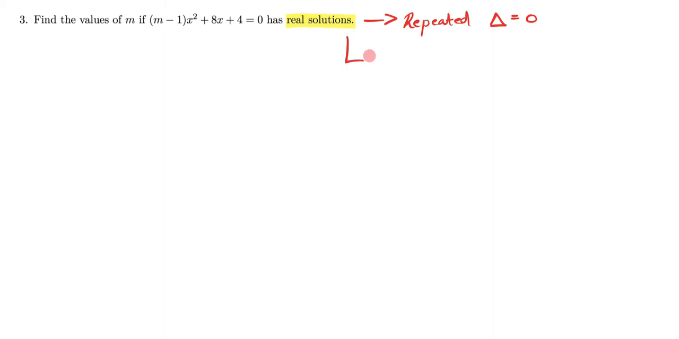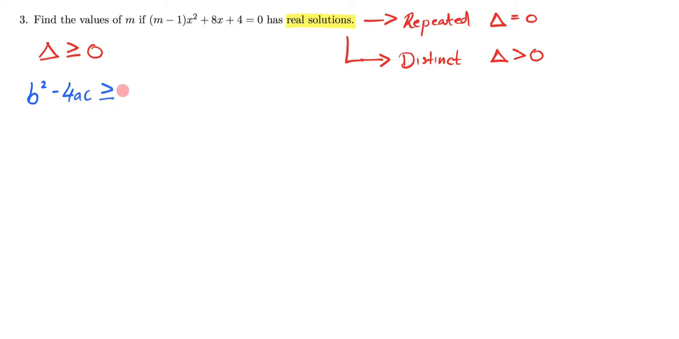Or this could also mean that I have two distinct solutions, in which case my discriminant would be greater than 0. And because they haven't told us which is which, what I'm going to have to do is just assume that my discriminant is greater than or equal to 0, because they simply haven't given me enough information. I then write out my formula for the discriminant. b squared minus 4ac is greater than or equal to 0.